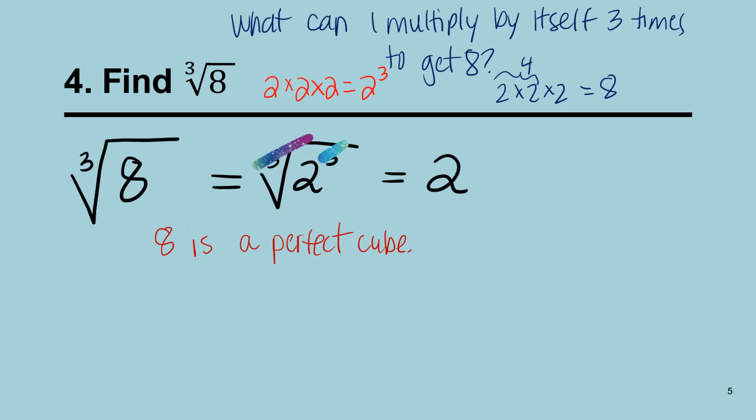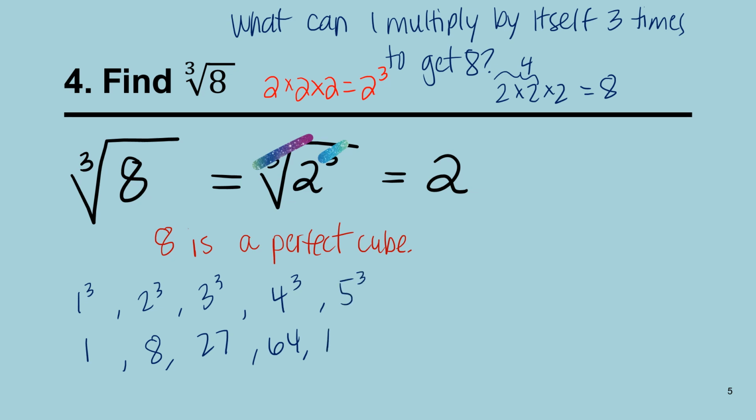So our first few perfect cubes, of course: 1 cubed is 1. 2 cubed, we just said, is 8. 3 cubed is 27. 4 cubed is 64. 5 cubed is 125. 6 cubed, I think it's 216, but let me check. Yes, 216. Let me see what 7 cubed is. 343. I never used that one. I don't know why.